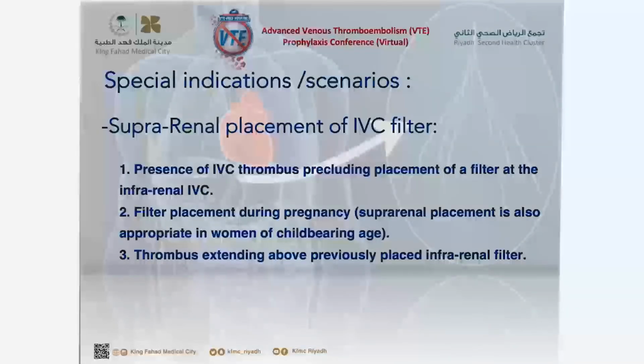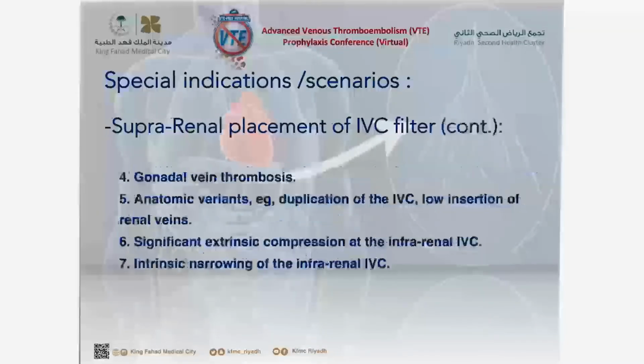Thrombus extending above the previously placed infrarenal filter is also an indication for suprarenal placement. Others include a large gonadal vein thrombosis, anatomical variants like duplicated IVC, circumaortic renal vein with a lower insertion or retroaortic, significant extrinsic compression at the infrarenal IVC, and intrinsic narrowing of the infrarenal IVC.